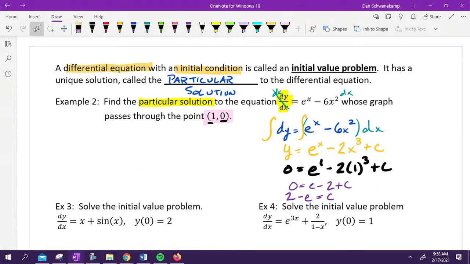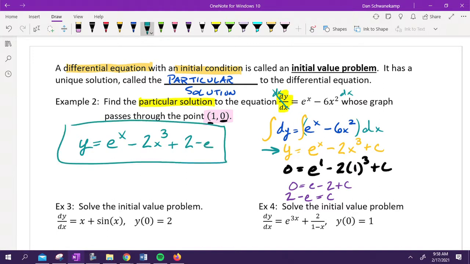The answer to this question is this guy right here: y equals e to the x minus 2x cubed. The only difference is instead of plus c, we're going to write in what plus c is. Plus c is plus 2 minus e. That is the particular solution. That is the only equation in all of the land that, when I take the derivative of it, gets me this, and this equation goes through the point 1 comma 0. Kind of makes sense on what we did there.